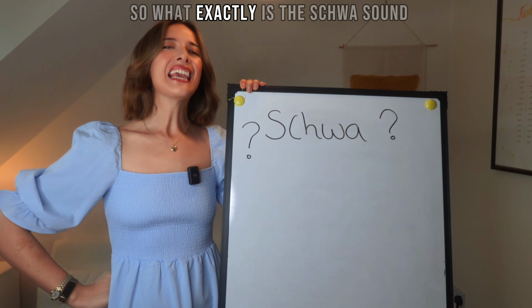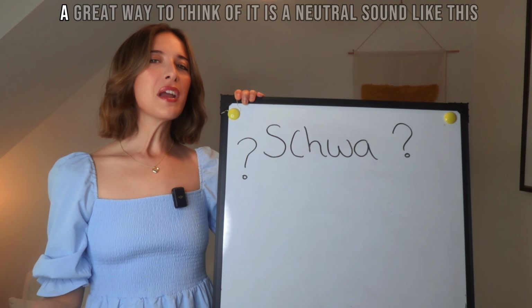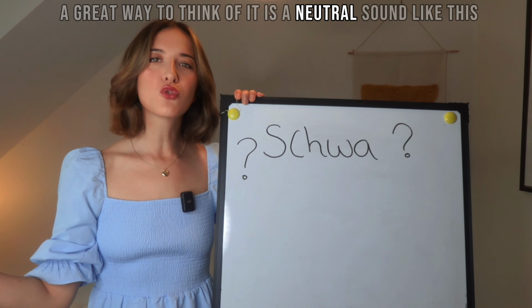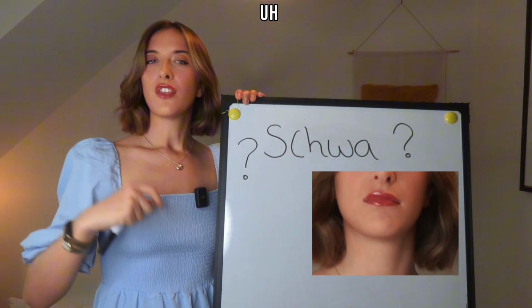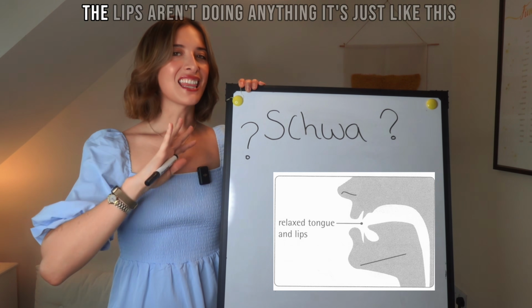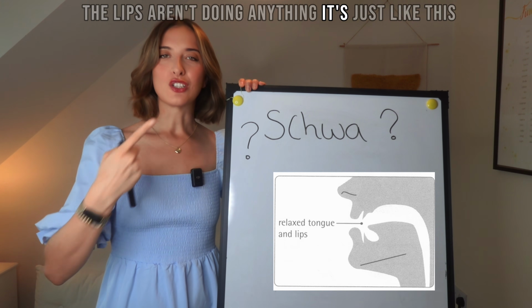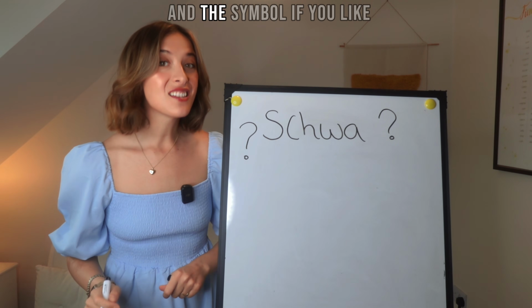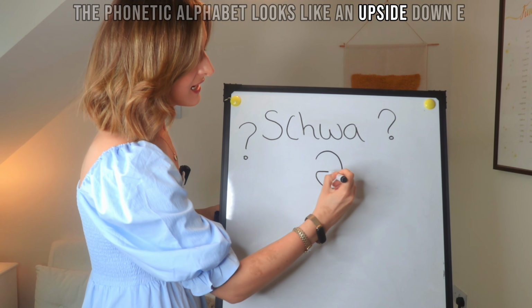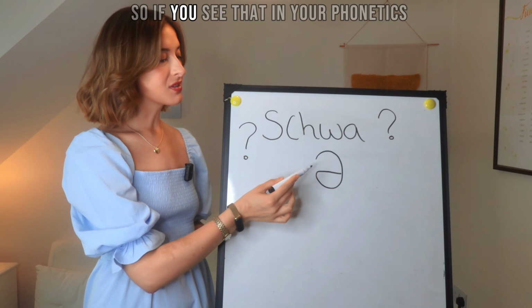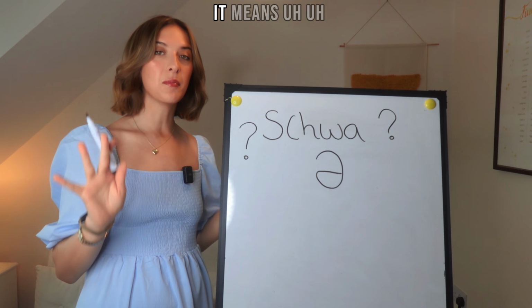So what exactly is the schwa sound? A great way to think of it is a neutral sound, like this. The tongue isn't doing anything, the lips aren't doing anything, it's just like this. And the symbol, if you like the phonetic alphabet, looks like an upside down E. So if you see that in your phonetics, it means schwa.